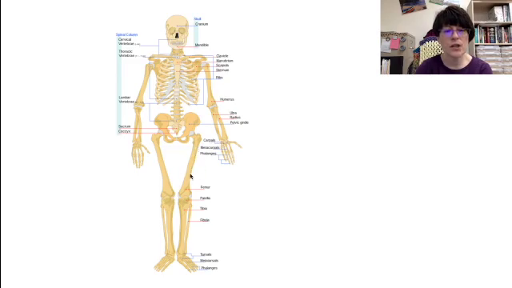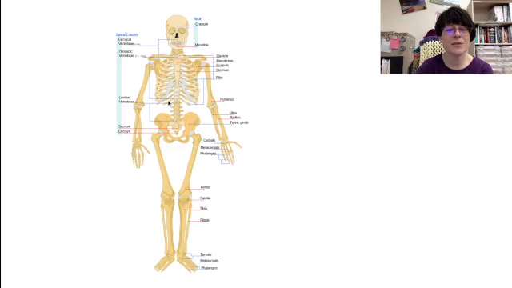Then the long leg bone is called your femur. Your patella is your kneecap. And then you have your tibia and your fibula, which are leg bones. The tibia is the larger one. Then there are tarsals, metatarsals, and phalanges in your feet. So those are some of the major bones. There are 206 bones in your body.